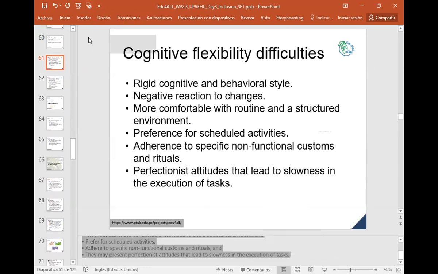They may also present cognitive flexibility difficulties, such as a rigid cognitive and behavioral style that may be reflected in limited, repetitive, and stereotyped behaviors, interests, and activities. Negative reaction to changes, which can create great suffering. They may feel more comfortable with routine and a structured environment. Prefer scheduled activities. Adhere to specific non-functional customs and rituals, and they may present perfectionist attitudes that lead to slowness in the execution of tasks.